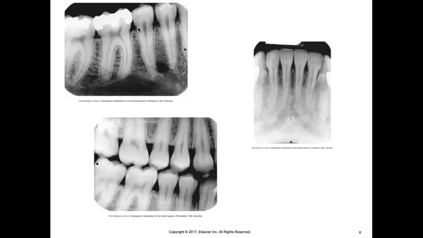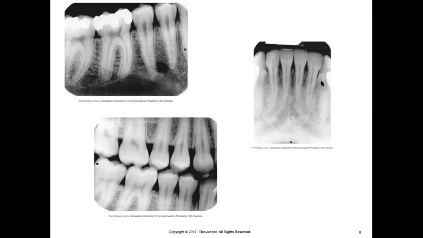Remember, the CEJ is the cemento-enamel junction, or where the enamel meets the cementum. So here's a CEJ here, and healthy alveolar crest is no more than 1.5 to 2 millimeters apical of that. So that's where that bone line that you see here is. In this individual, that alveolar crest is very healthy.